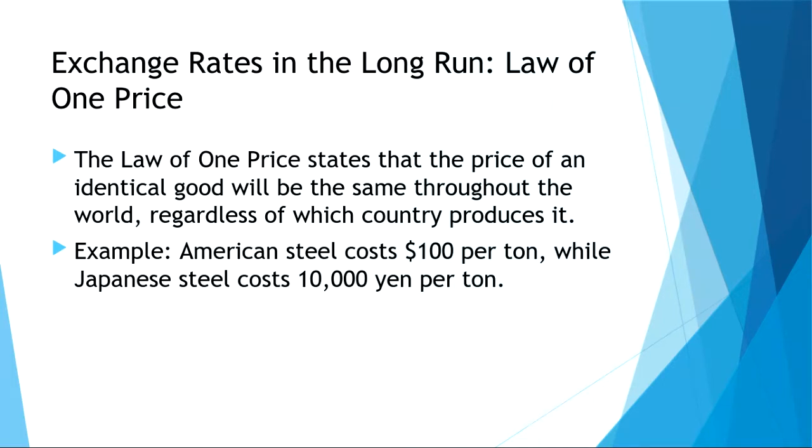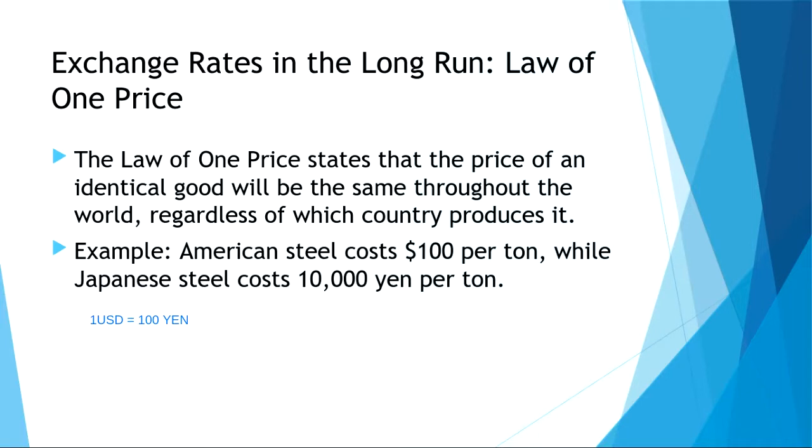So assume that the American steel costs $100 per ton, and the Japanese steel costs 10,000 yen per ton. In this case, the exchange rate, as Nurlan said, should be, let me write here, $1 should be equal to 100 yen, isn't it?